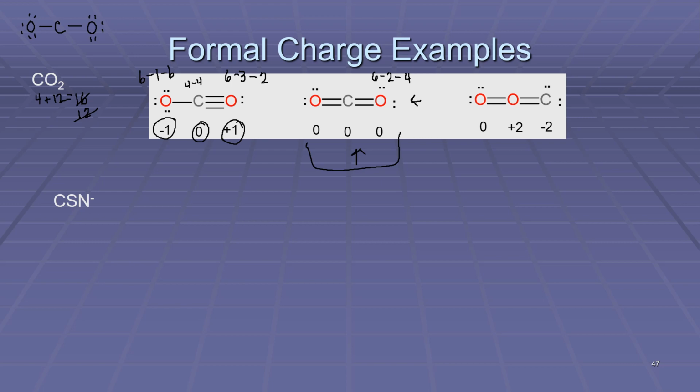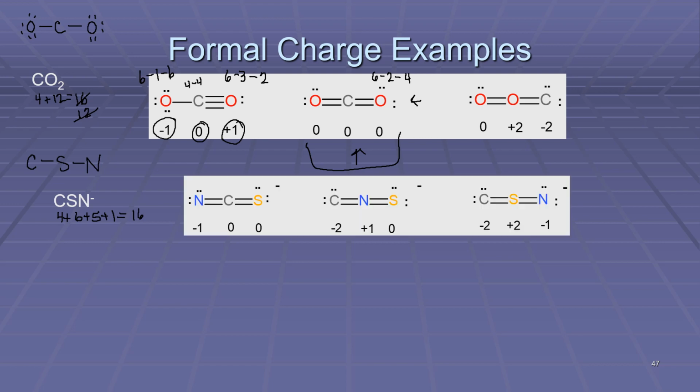So CSN-, similar, let's start here. 4 plus 6 plus 5, and then one more for the -1 means that we have 12, 13, again, 16 electrons. And you might say, well, I'm not sure if I should put the S in the middle or the C in the middle. What should I put in the middle? Because maybe I didn't give you good guidance. And you say, okay, well, let's try some options.